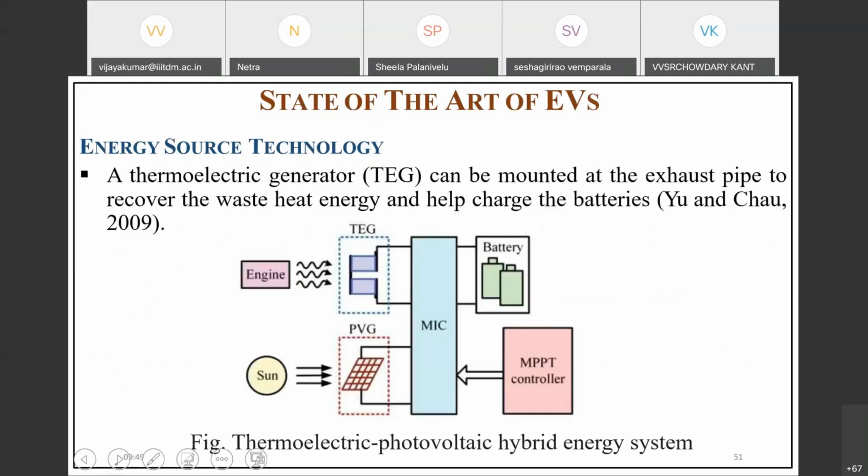Another option being proposed is the thermoelectric generator, but it's not that effective. You can put thermoelectric generators on your vehicle to generate electricity. However, their efficiency is a question mark. So people are working on exploring various energy sources for the system.